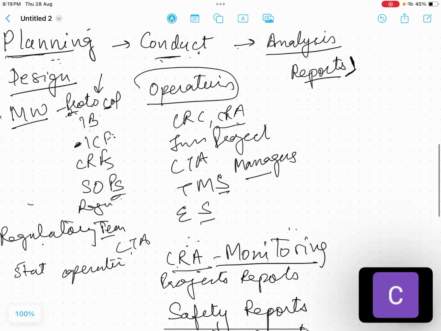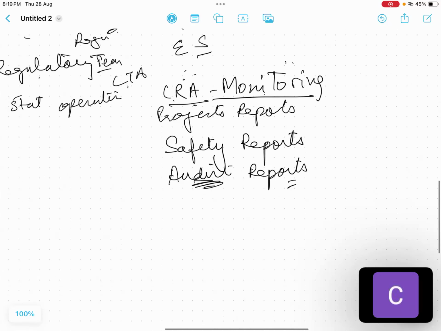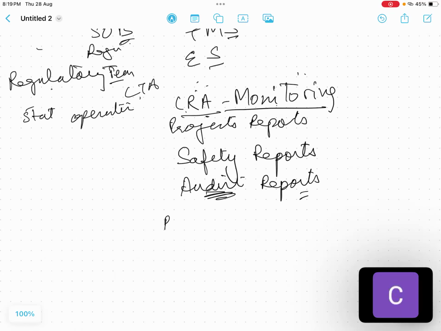Now another thing is, in clinical trials, especially phase 1 to phase 3, because these are important, there are steps also. We don't analyze everything at the end. It is also known as an interim analysis.